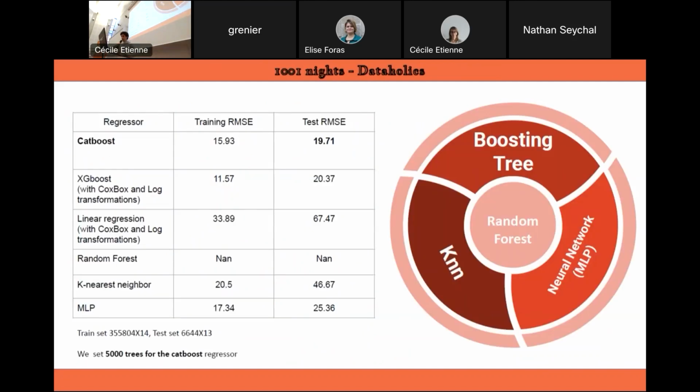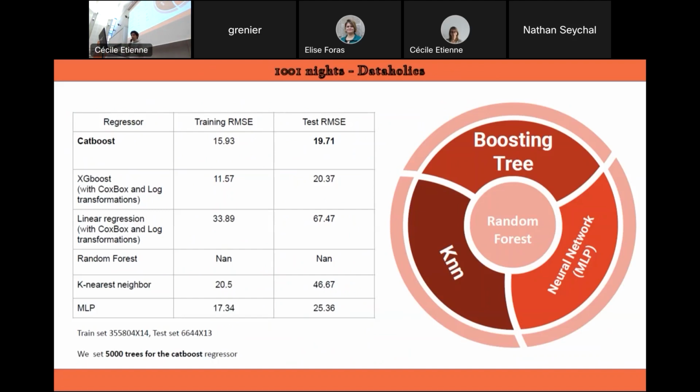So in the modeling part, we tried a lot of models like linear regressors, polynomial regression and everything. Here, we are presenting the regressors that gave us good results. The best one was CatBoost, which is a decision tree based model. We had the best score on the training set, about 15, and on the Kaggle test set, about 19.